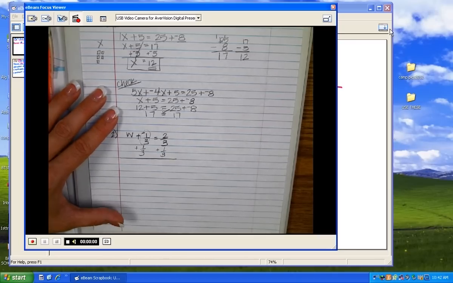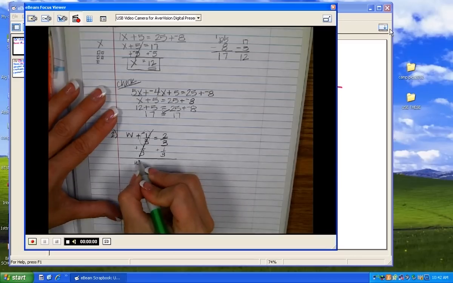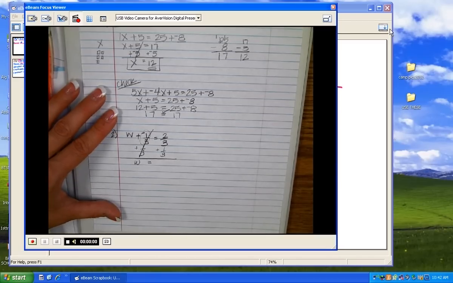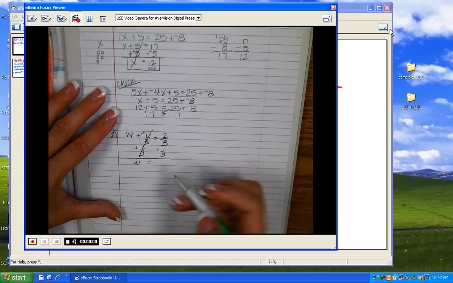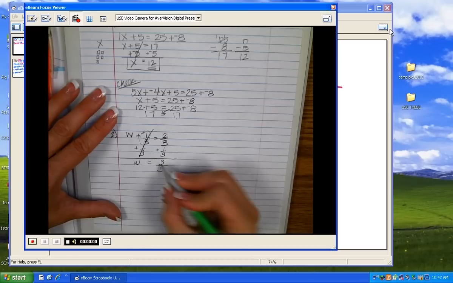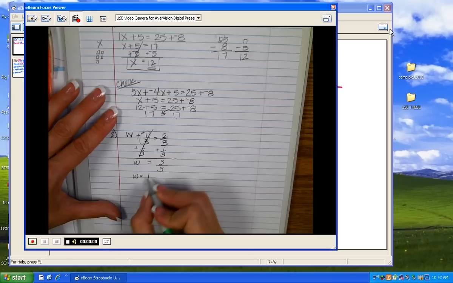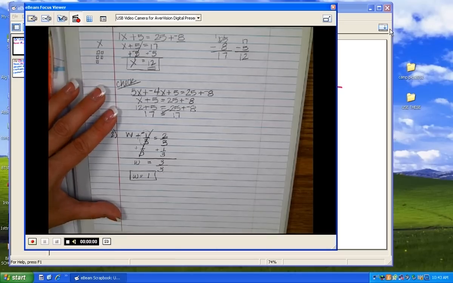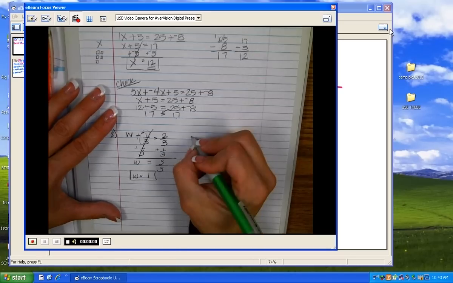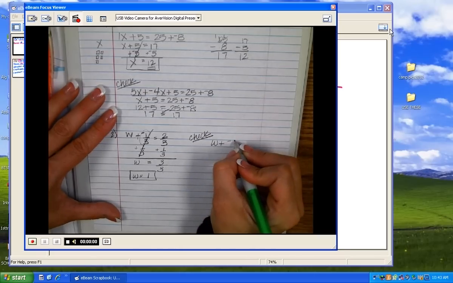Now I have a negative 1/3 plus a positive 1/3. That makes a 0 pair. So I'm left with a w on the left, and then I have to do the math on the right. 2/3 plus 1/3. Well, the denominators are the same, so I can just add the numerators. 2 plus 1 is 3. And another way to write 3/3, because that's not in simplified form, is as 1 whole. So w equals 1 whole. So I'm going to check my work. And I'm going to start with my original equation.